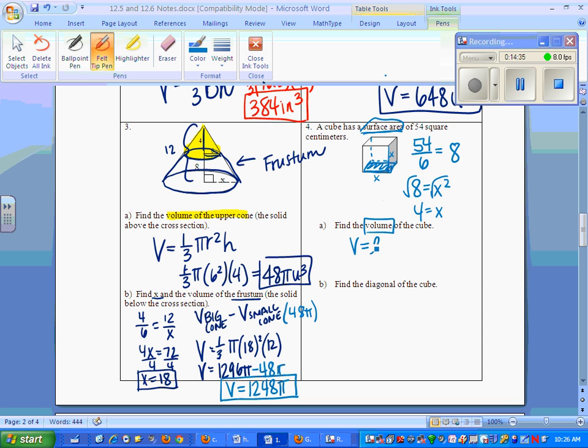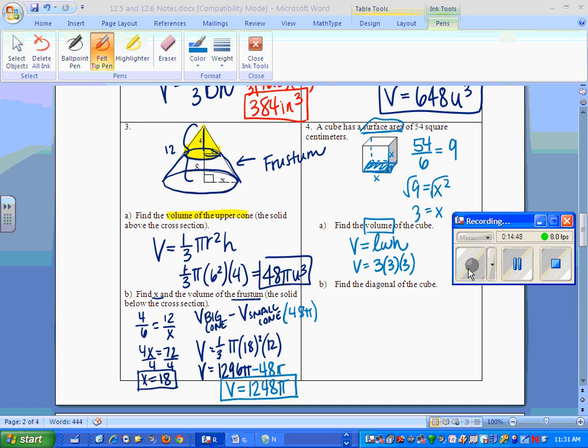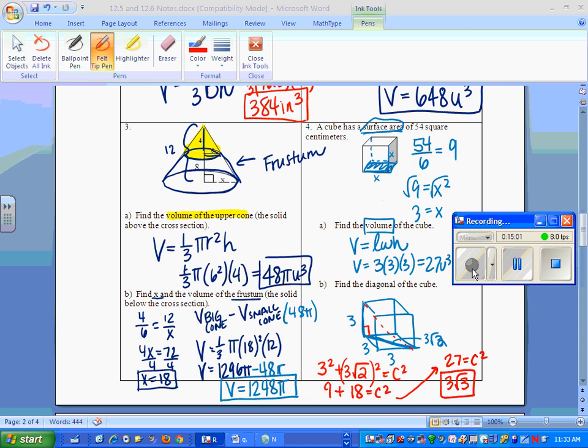Volume of the cube, length times width times height. So we have 4 times 4 times 4. Alright, I just realized I messed up. 54 divided by 6 is obviously 9. Square root of 9 is 3, so volume is 27 units cubed. Try the next one and I'll put the answer in a minute. The answer is 3√3.